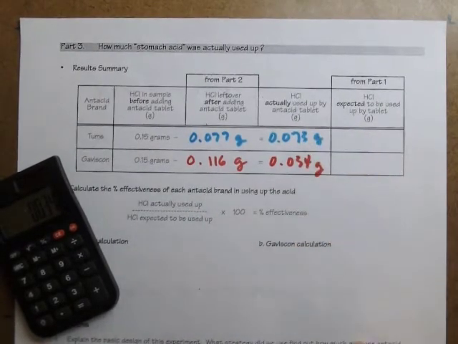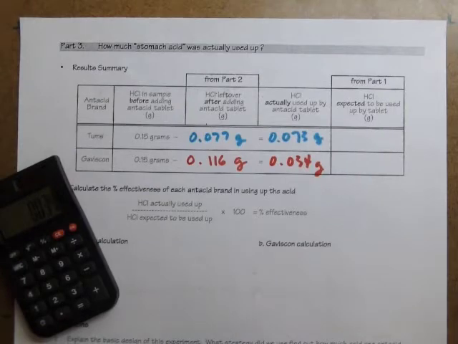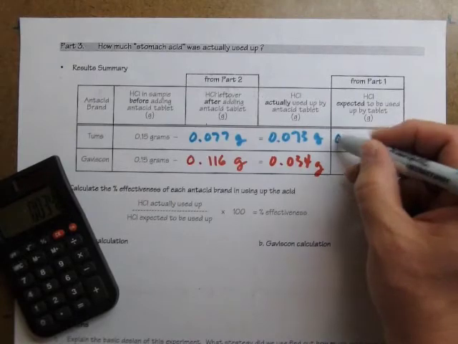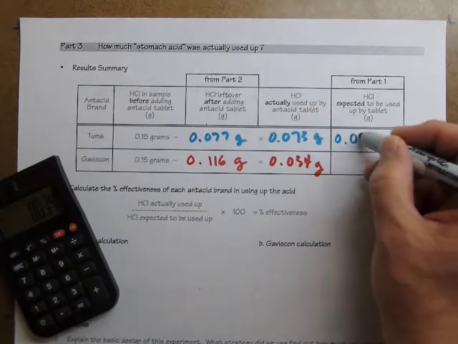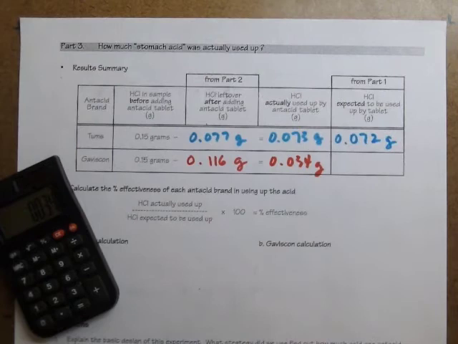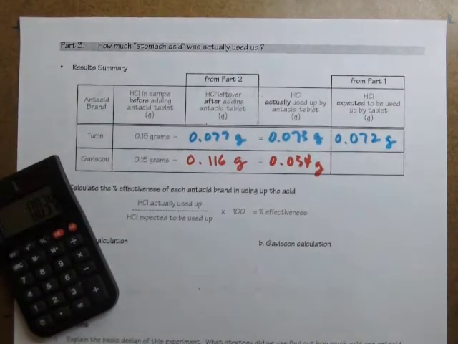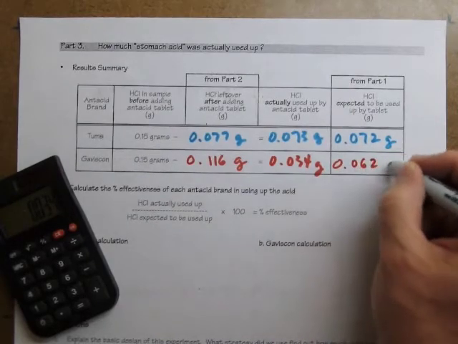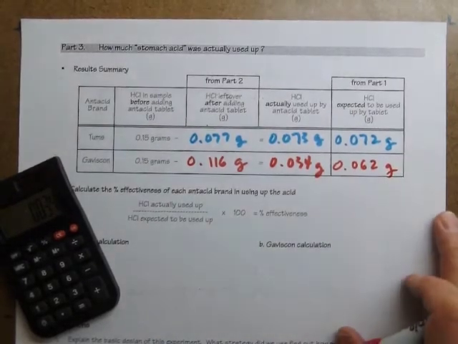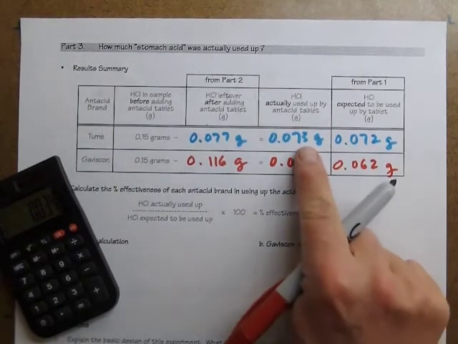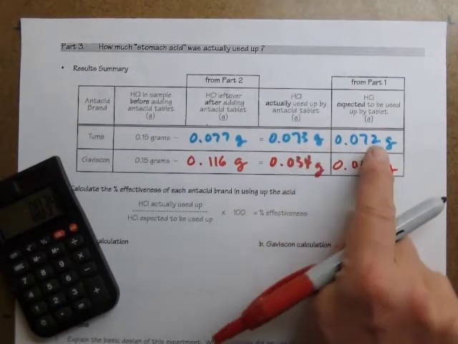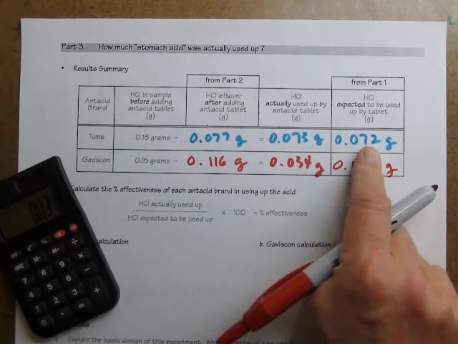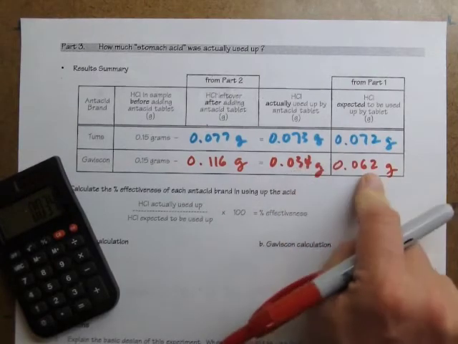We calculated how much was expected to be used up. We expected that the Tums would use up 0.072 grams, and we expected that the Gaviscon would use up 0.062 grams. We did that calculation at the beginning. So compare that. This is how much acid the Tums used up. That's how much we expected to use up. It used up just a teeny bit more than we expected. The Gaviscon did not use up as much as we expected.